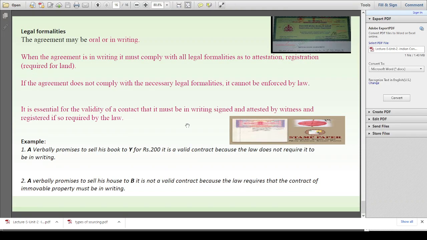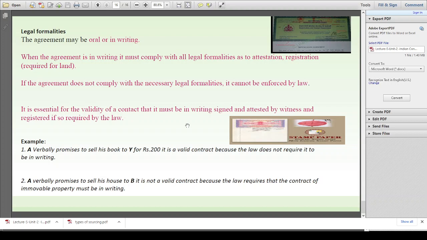Then legal formalities is the last one. Legal formalities in the sense that the agreement may, most of the time, be in writing, right? Oral contracts are also valid, but some agreements should be in writing. While writing, we have to comply with all the legal formalities. For example, attestation charges, registration charges, right? All those things you have to comply with. You have to complete all the legal formalities. Then only we can enforce that particular agreement in a court of law.